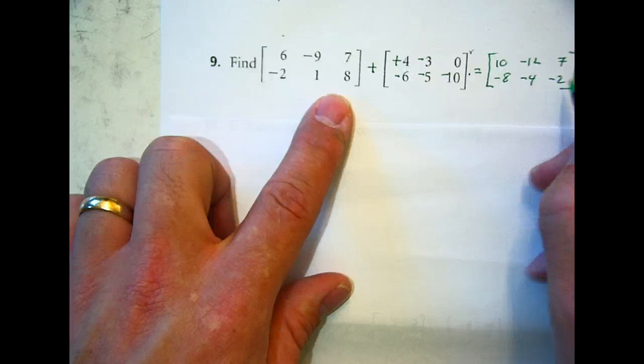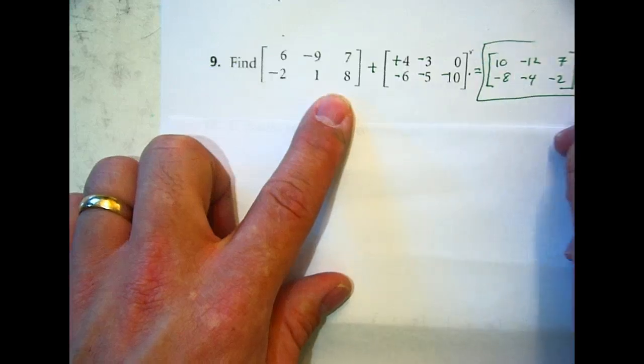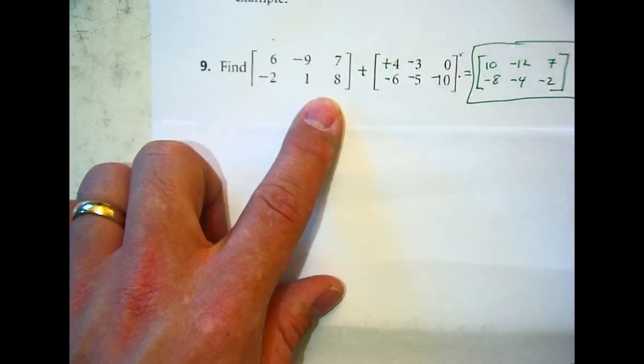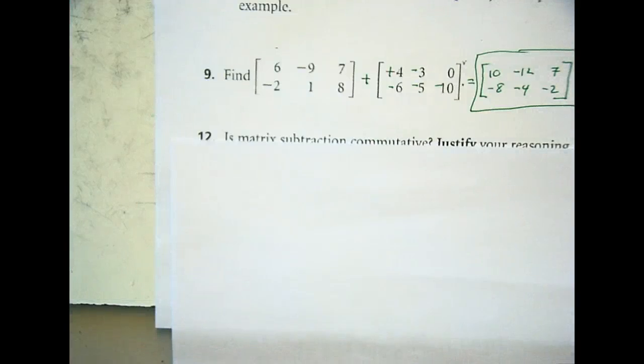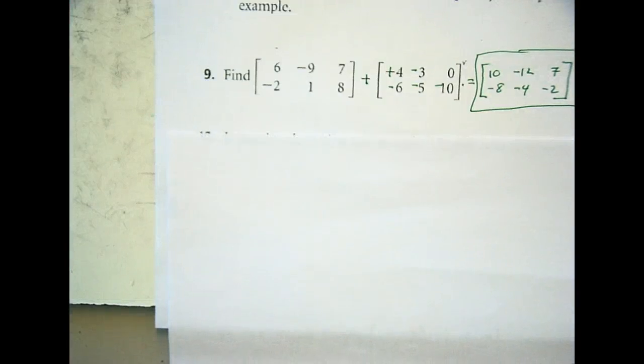It's like that. Okay, so our resulting matrix would be that guy there. Is subtraction going to be commutative? No. Subtraction is never commutative. It's not commutative here either. Okay?